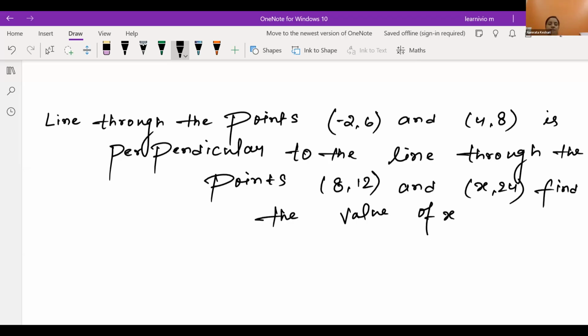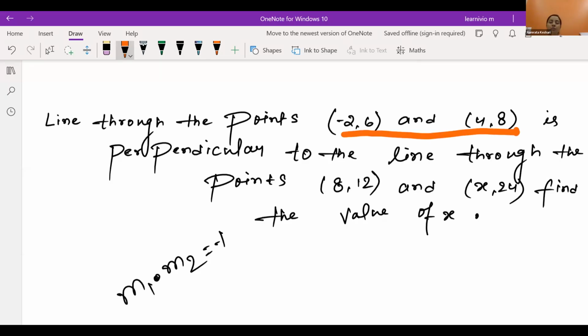Please do it. You have to use the formula that perpendicular lines' slope product will be -1. Okay, m1 into m2 is -1. Here you just need to understand that for the line through these 2 points, you will find the slope. How? By using the formula y2 minus y1 by x2 minus x1.